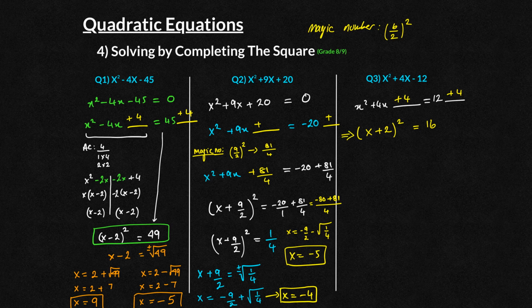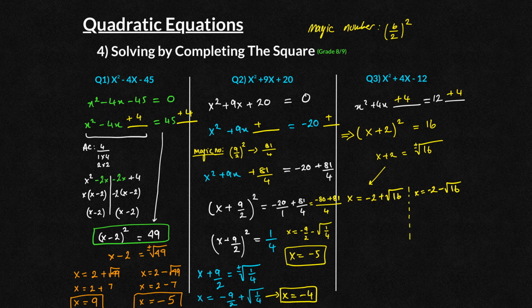So to get rid of the square, we can square root it. So x plus 2 equals the square root of 16. Don't forget this is plus or minus. And then we've got two ways of going. So we have x equals, to get the positive 2 to the right hand side, it becomes negative. So negative 2 plus the square root of 16. And x equals negative 2 minus the square root of 16.